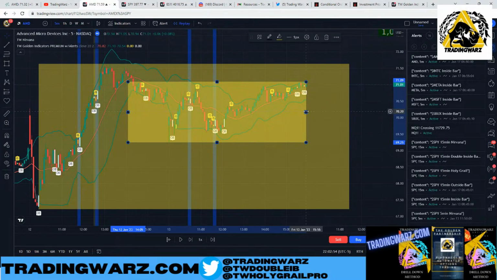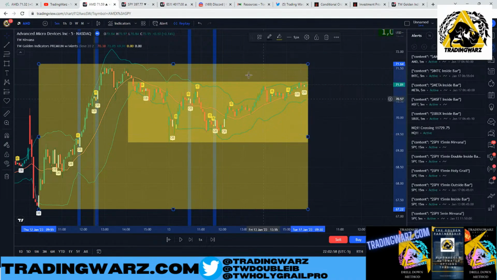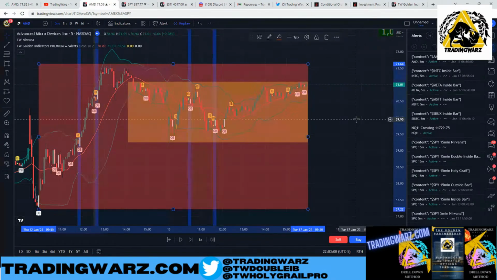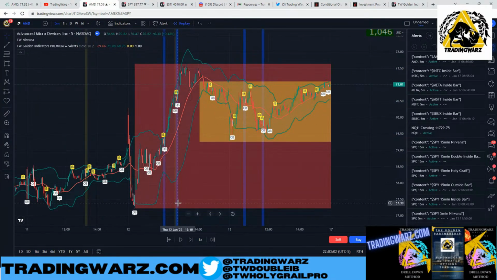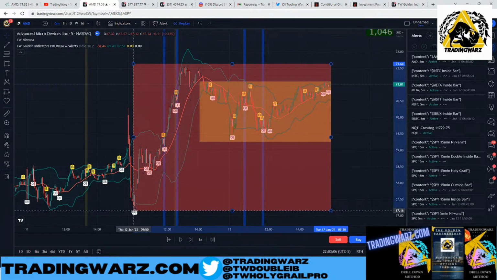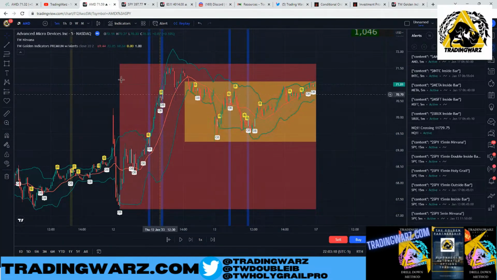Essentially, if you look at the chart, let me change the color of this first box. This is your holy grail. That's what it looks like on a 5-minute chart. Hit me with the 2 if that makes sense. I want to make sure you guys visually see this. So that's what the holy grail looks like on the 5-minute.